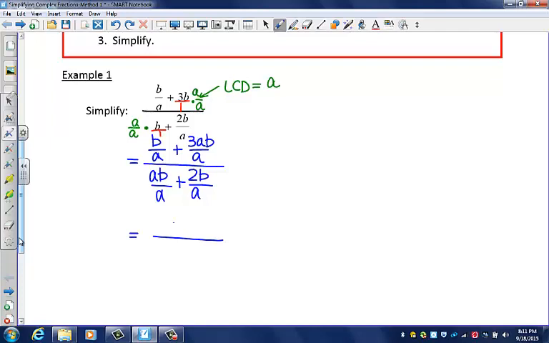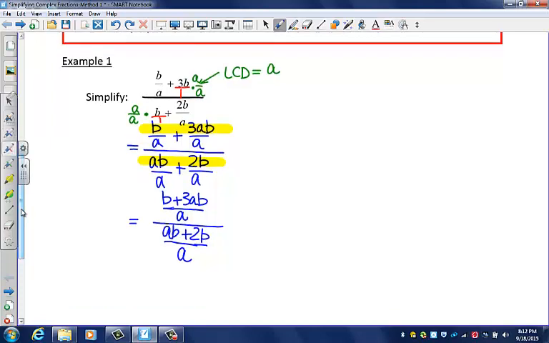In the top, I have a denominator of a. It stays the same. Remember, we add the numerators, so I'm adding b plus 3ab. In the denominator, I'm adding those two fractions. They have a common denominator of a, so I add the numerators: ab plus 2b. They're not like terms, so I can't combine those. Notice how I now have one single fraction in the top and one single fraction in the bottom.